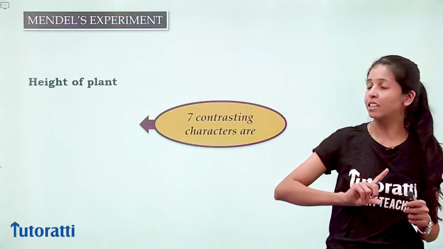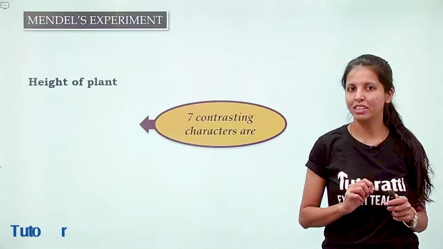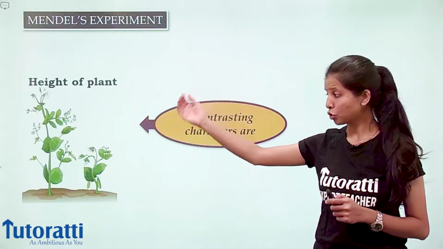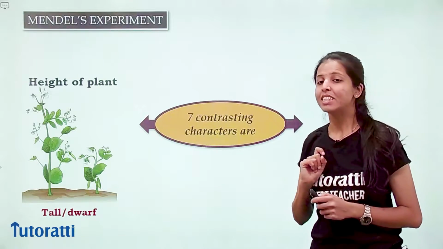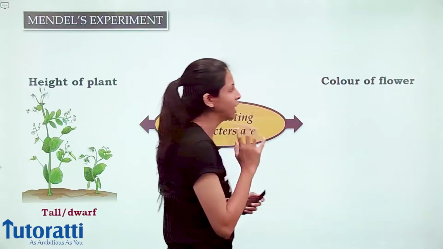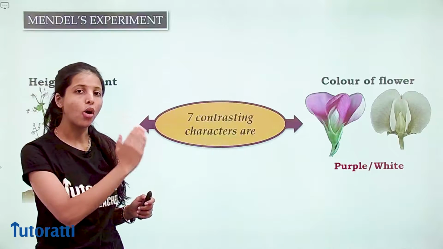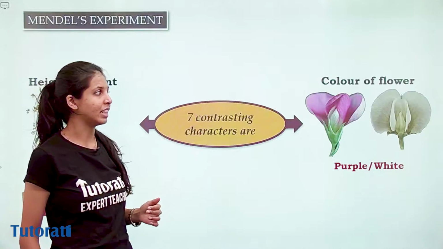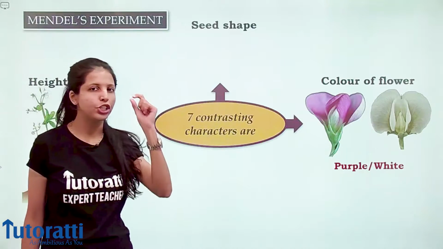The first character was height of the plant. Yes, height of the plants was considered. In that, there was a variety: tall and dwarf. First characteristic. Second characteristic was color of the flower. It could be purple or white, or red or white, as given in certain books. So that's the second characteristic. Third characteristic was seed shape.